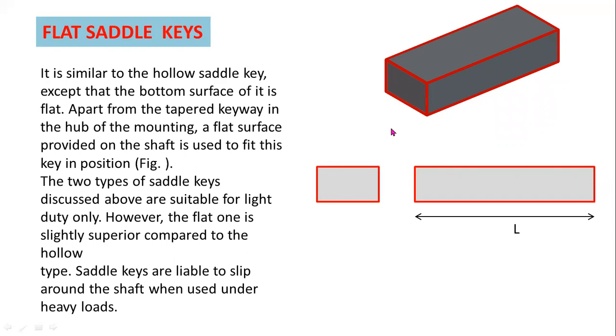The two types of saddle keys discussed above are suitable for light duty only. However, the flat one is slightly superior compared to the hollow type. Saddle keys are liable to slip around the shaft when used under heavy loads. Here L is the length of the key, W is the width of the key, T is the thickness of the key.